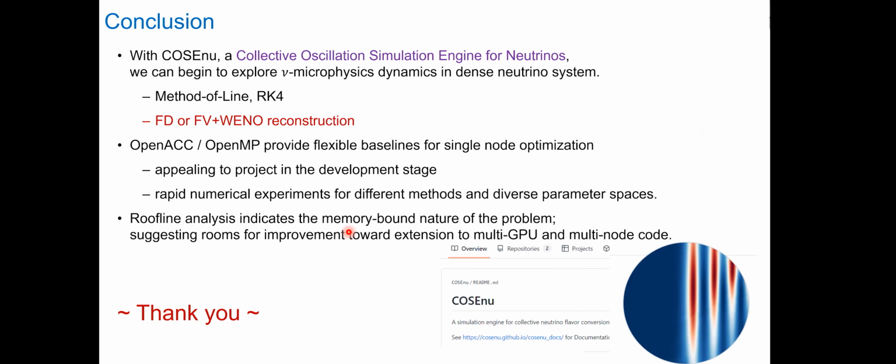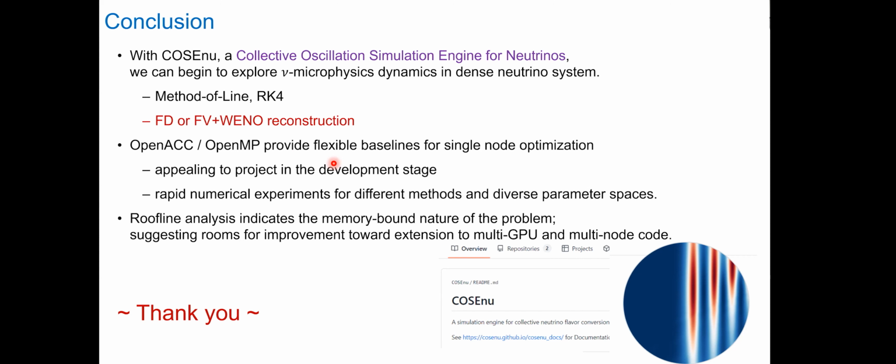So to conclude, with this code, we can really begin to explore some interesting neutrino microphysics dynamics in dense neutrino systems. We use the method of lines, and we implement finite difference and finite volume in this version. And OpenACC and OpenMP really provide a flexible baseline for single node optimization.